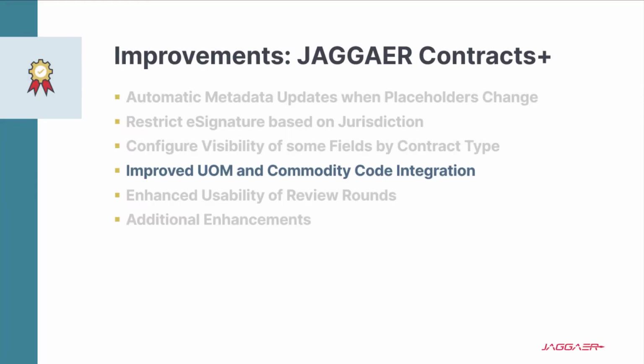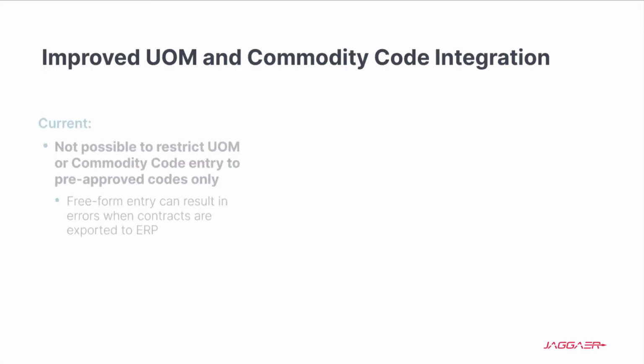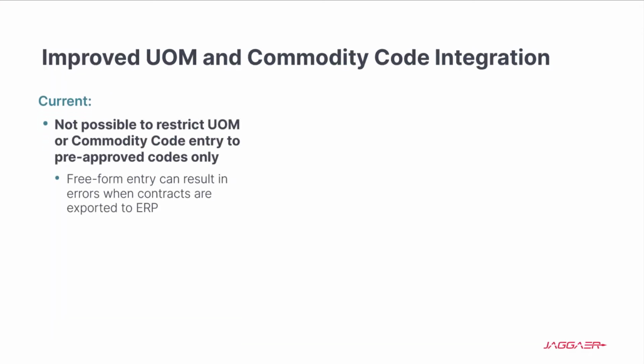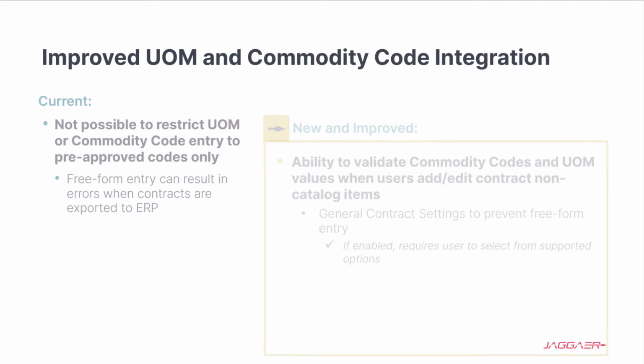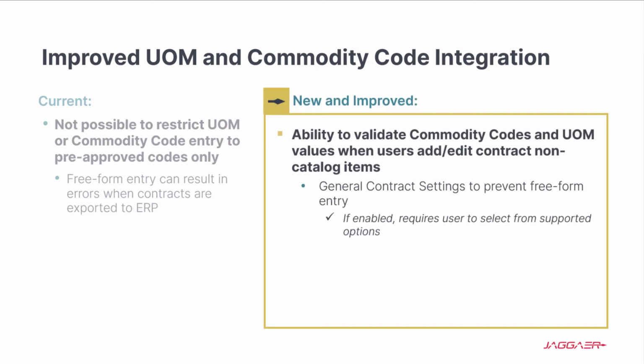Now we will discuss the improved integration for UOMs and commodity codes. Currently, it is not possible to restrict unit of measure or commodity code entry to pre-approved codes only. This free-form entry can result in errors when contracts are exported to the ERP. This release, we are focused on improving the integration between Contracts Plus and your ERP, for example, SAP.